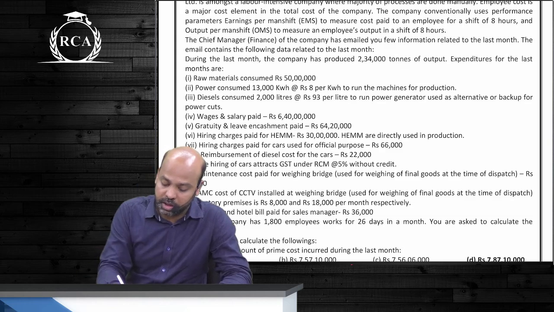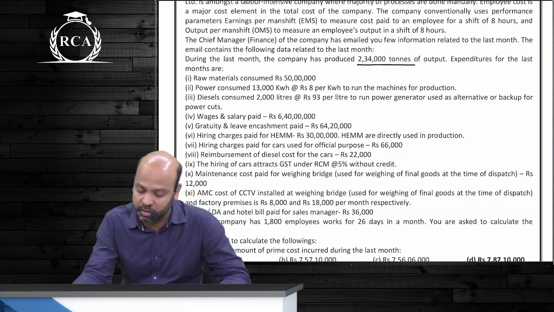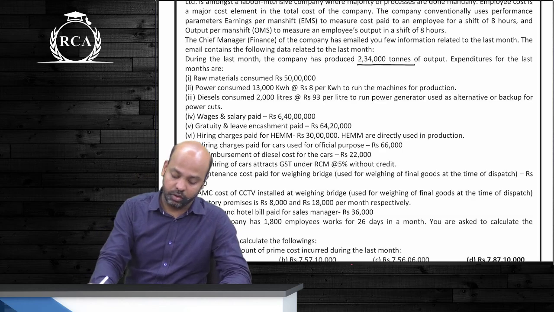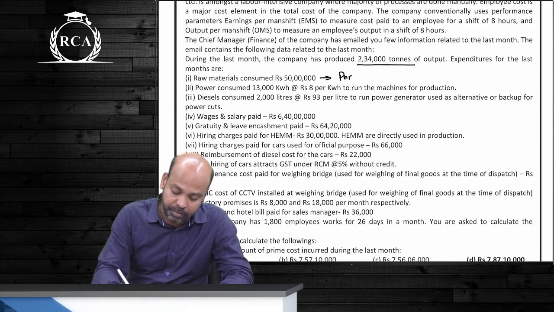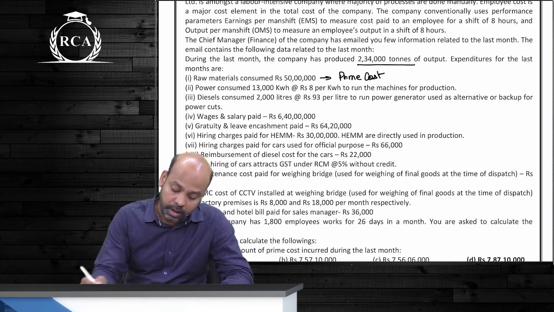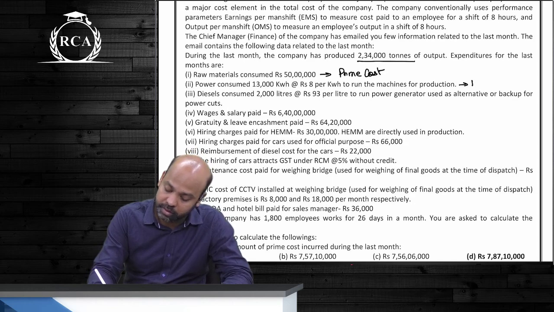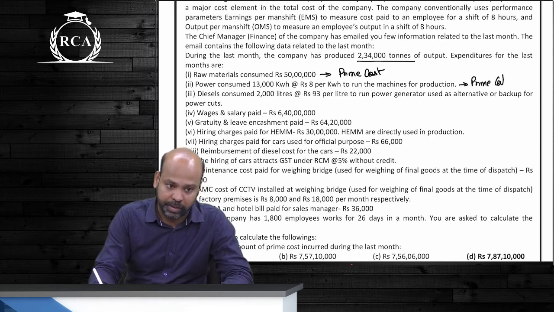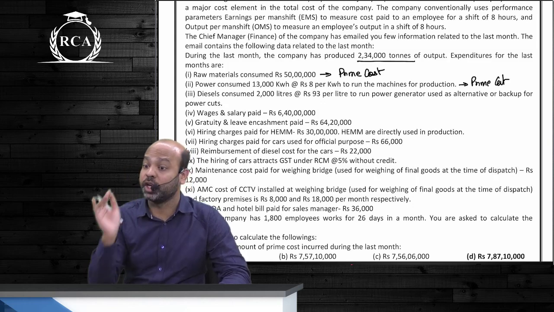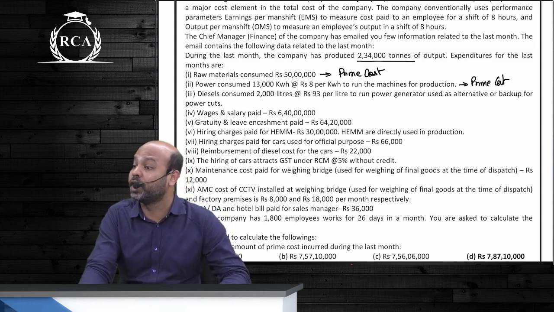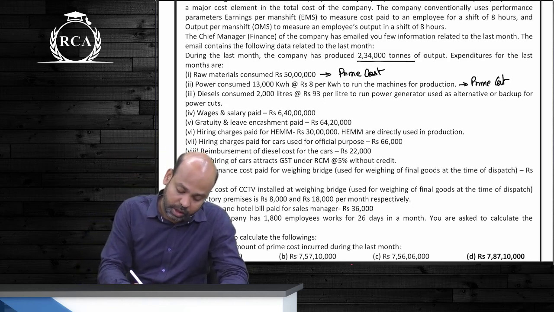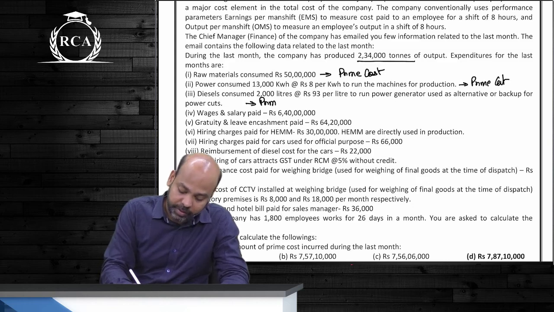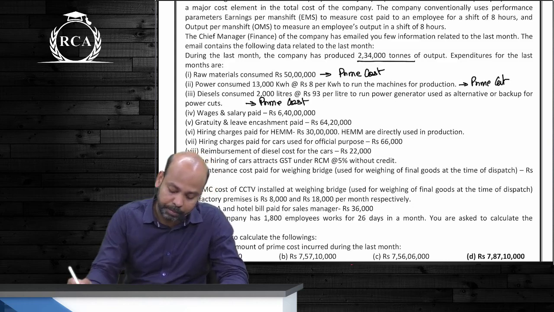During the last month, the company produced 234,000 tons of output. Expenditures for the month are as follows. Raw materials consumed, guys. This will go in the computation of prime cost. Yes or no, beta? Power consumed, guys. Direct expenses, prime cost computation, cost of utilities, beta I told you that you are supposed to include it in direct expenses. Power consumed, diesel consumed, guys, दोनों कहाँ पे जाएंगे? Direct expenses. So this will go as a part of your prime cost.